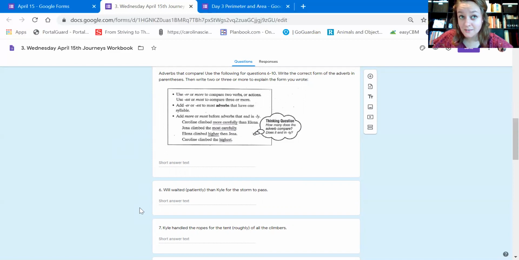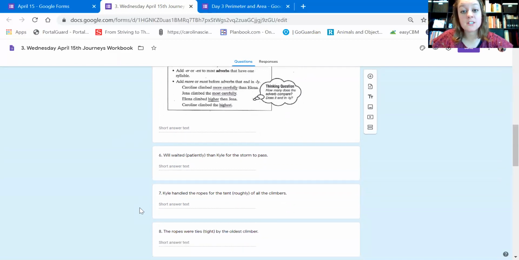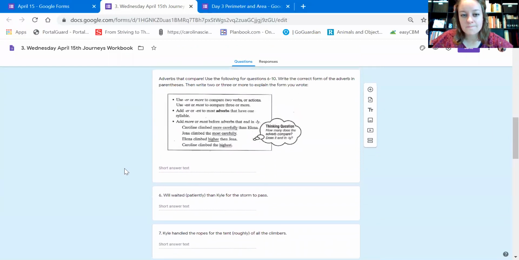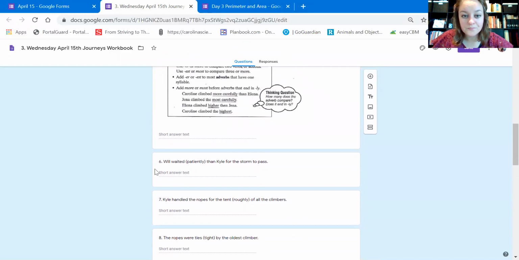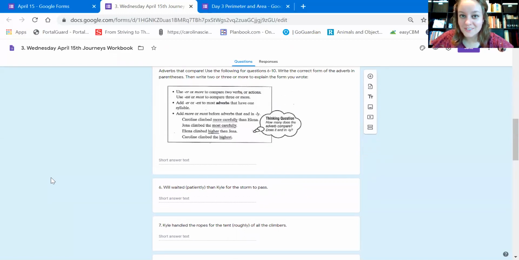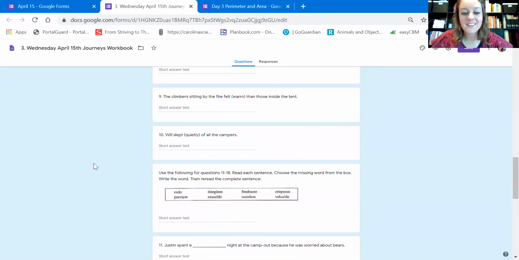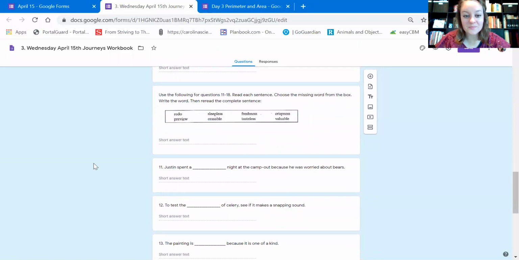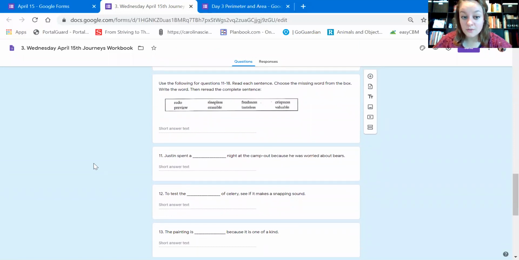Does that make sense? Yeah, it does. Will waited more patiently, so that is my answer. Will waited more patiently. And then it says to write 2 or 3 or more to explain the form that you wrote. And I'm going to say it was 2 because, yeah, you can skip that part if you want to. It's kind of confusing.